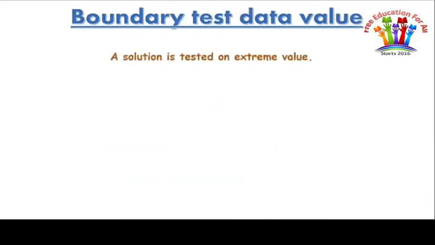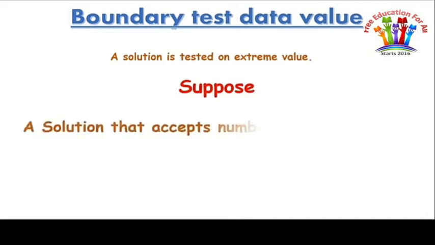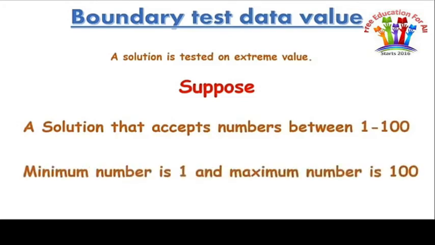Okay, next is boundary test data value. It means the below to extreme. When your solution takes values, for example here is 1 to 100. Okay, a solution that accepts numbers between 1 to 100. When you enter the minimum number 1 and the maximum number 100, it is acceptable because this is present. This is acceptable because you enter from 1 to 100.